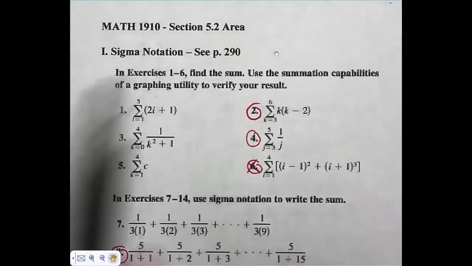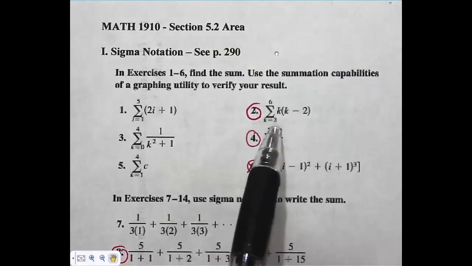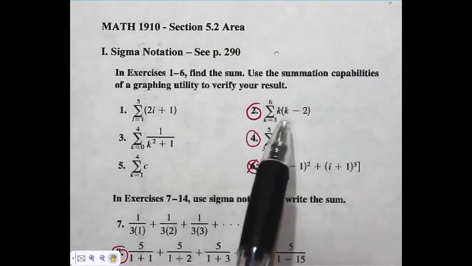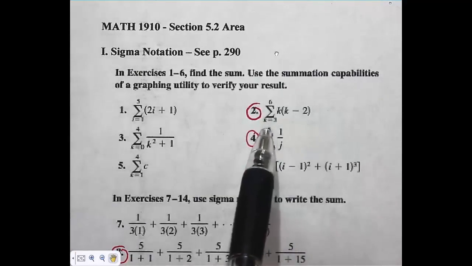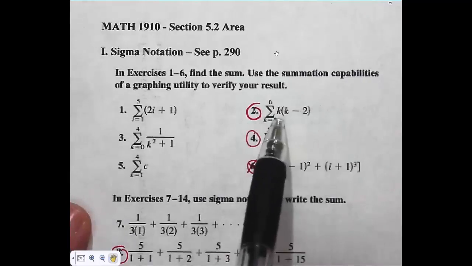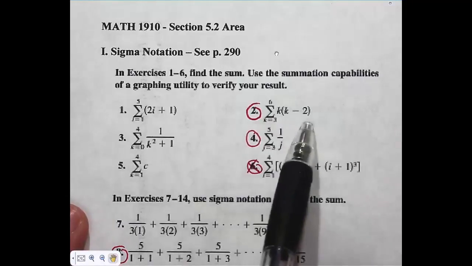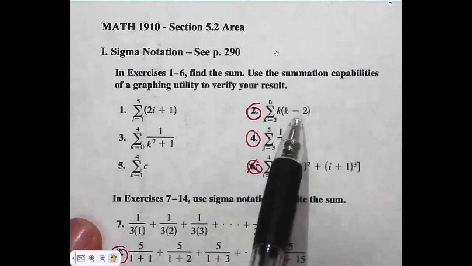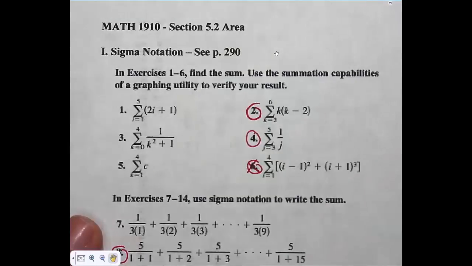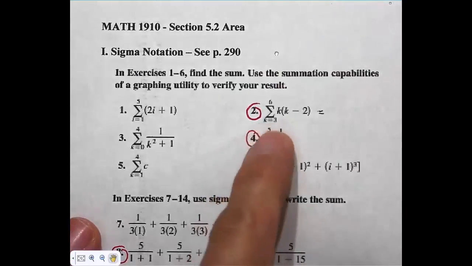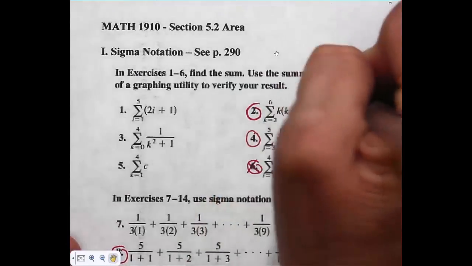Number 2 says find the sum from k equals 3 to 6 of k times k minus 2. Now here, our index of summation isn't i. For some reason, they're using k. That doesn't matter. That's arbitrary. But that means in this function, k times k minus 2, first let k be 3, then let k be 4, then let k be 5, and then let k be 6, and sum up those 4 terms. So when we let k be 3, because that's our lower bound of summation, we would have 3 times 3 minus 2.